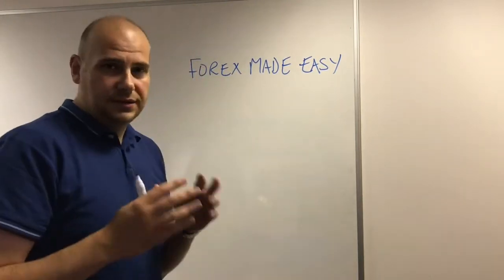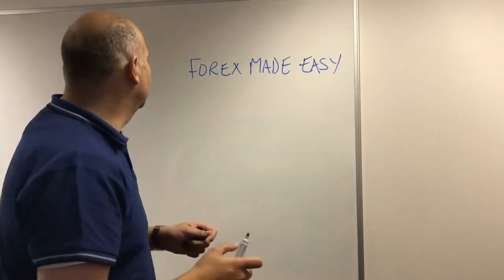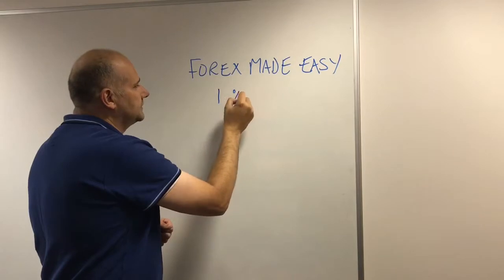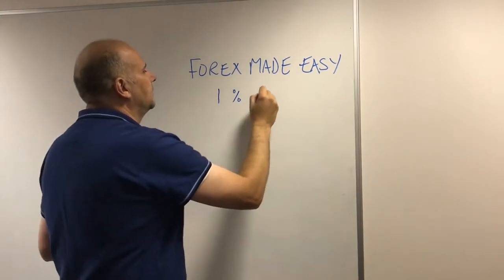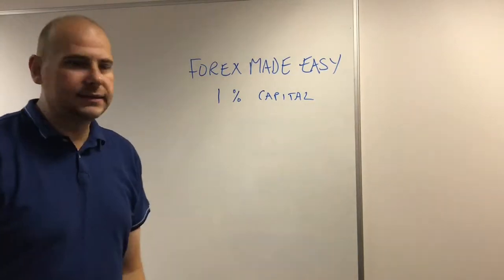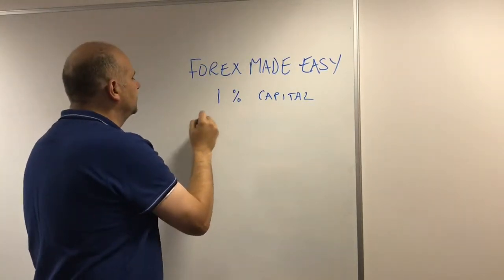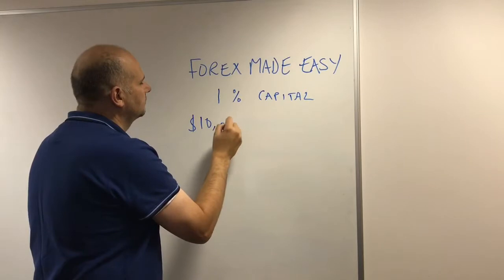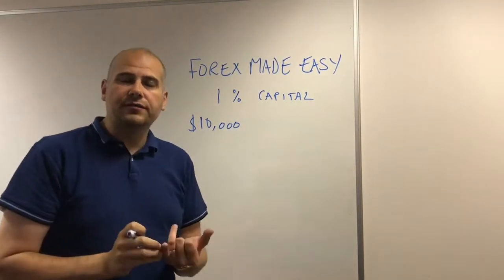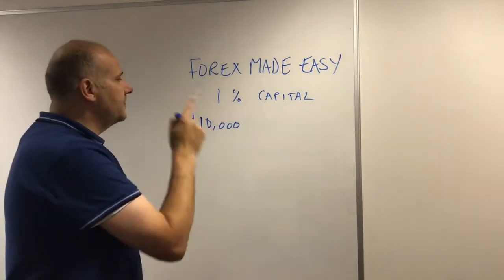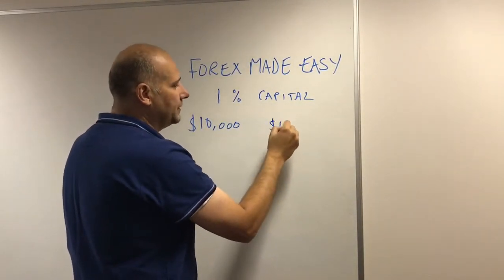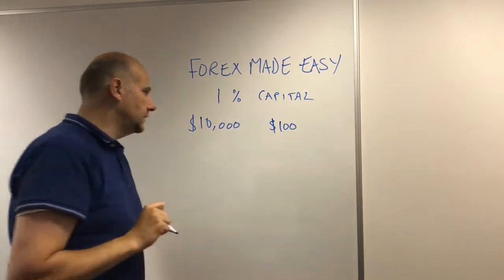So, really simply, this is what you have to do. You never, ever risk more than 1% of your capital. What do I mean by that? If you had $10,000 of capital and you wanted to trade the Forex market, you would never risk more than 1% of that on any one trade, which would equate to $100.